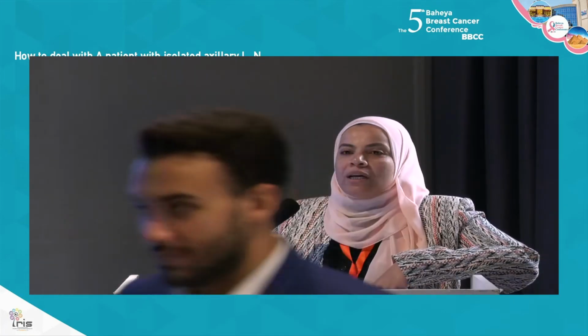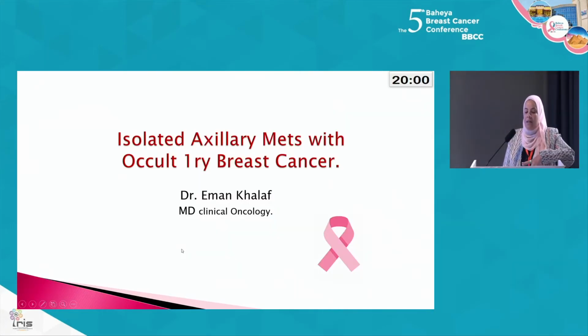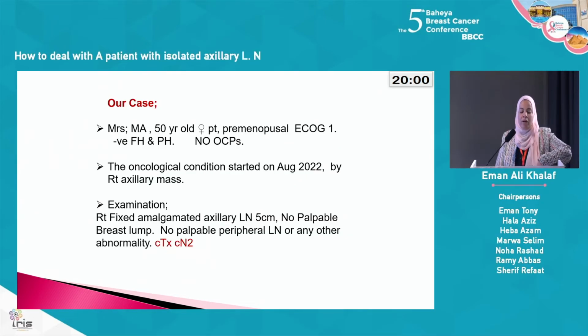We'll talk today about the diagnosis and management of isolated axillary metastasis with occult primary breast cancer. Our case is a female patient, 50 years old, premenopausal, ECOG 1, with negative family history and past history. She presented to the clinic in August 2022 with a right axillary mass. On examination, she had a right fixed amalgamated axillary lymph node, 5 cm, no palpable breast lump, no palpable peripheral lymph node, or any other abnormality. She's clinical TX, clinical N2.